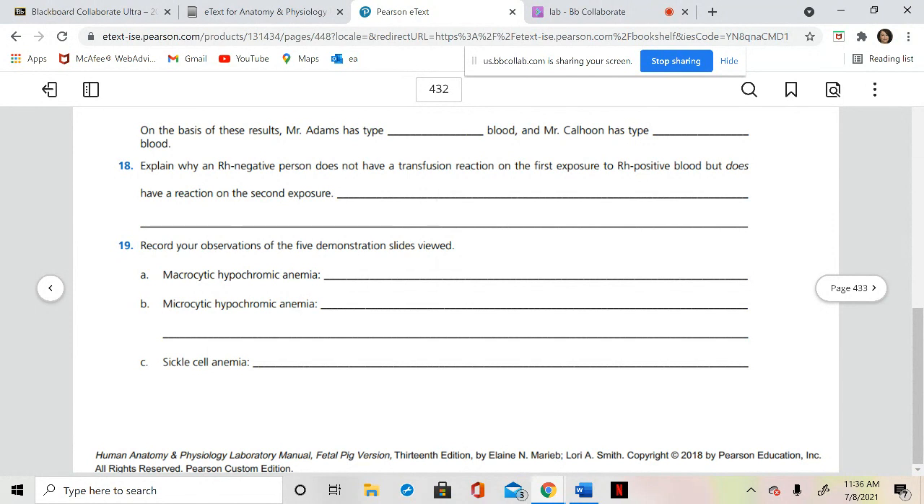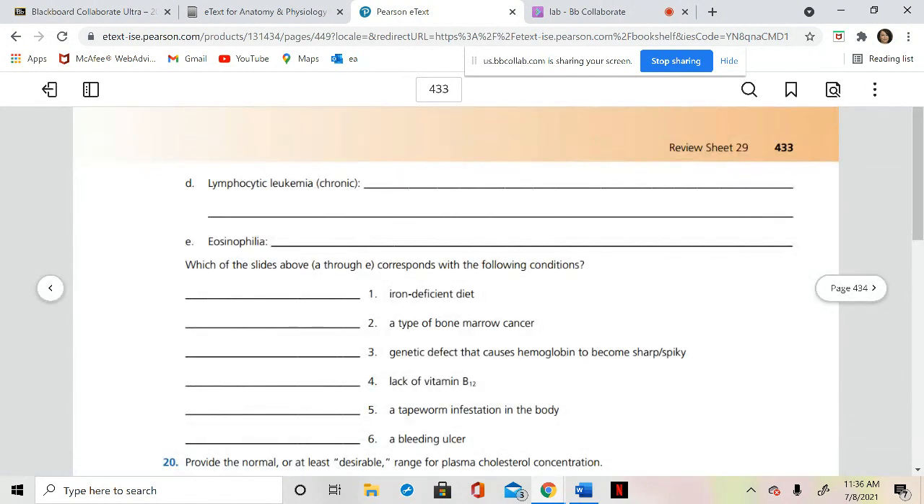Lymphocytic leukemia. Lymphocytic leukemia has a large number of small abnormal lymphocytes, and eosinophilia is an increased number of eosinophils.